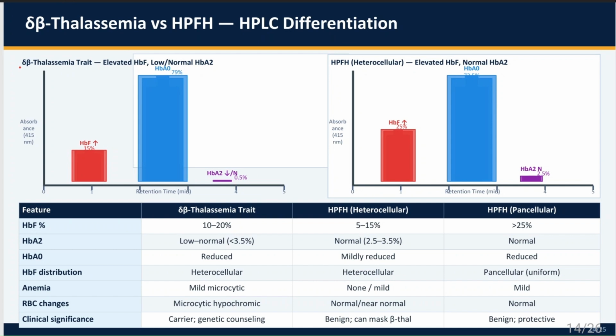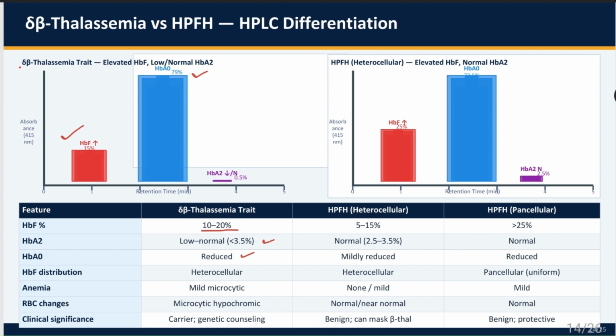Now HPLC is also helpful in the diagnosis of delta beta thalassemia and HPFH, that is hereditary persistence of fetal hemoglobin. In case of delta beta thalassemia, the HbF level is high, that is around 10 to 20% or 15%. The HbA2 level is low to normal and adult hemoglobin is also reduced. You can see here it is reduced than the normal adult hemoglobin.